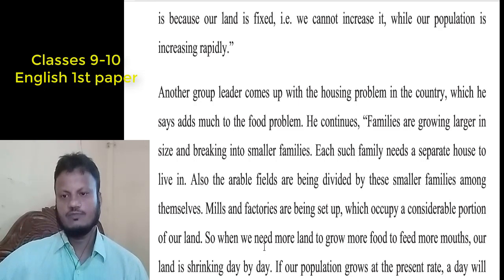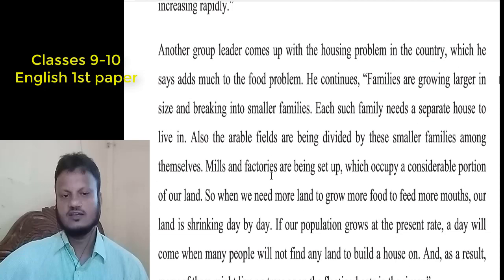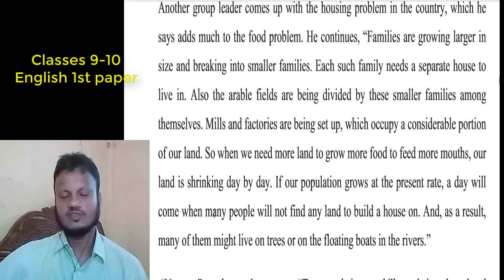Another group leader comes with the housing problem in the country, which he says adds much to the food problem. He continues, families are growing larger in size and breaking into smaller families. Each such family needs a separate house to live in. Also, the arable fields are being divided by these smaller families among themselves. Mills and factories are being set up which occupy a considerable portion of our land.